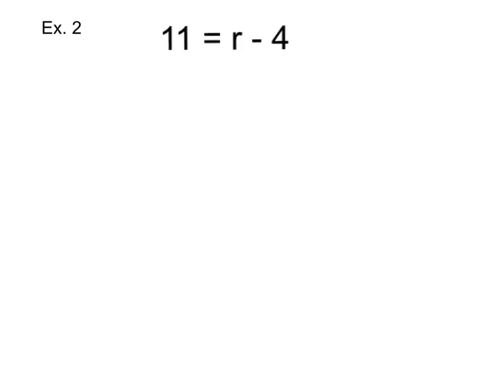Here's our second example. 11 equals r minus 4. So here is our variable. We're trying to get that by itself, so I'm looking to see what's being done to it. In this example, we're doing a minus 4. So what's the opposite of minus 4? That would be plus 4. And whatever you do to one side, you always have to do to the other as well. Got to make things equal on both sides.